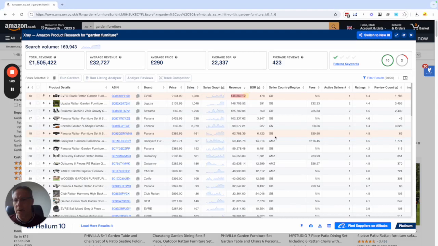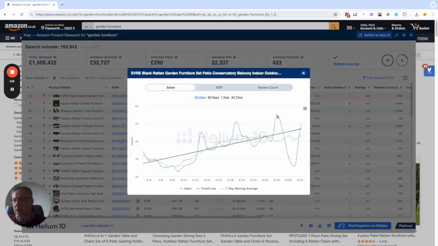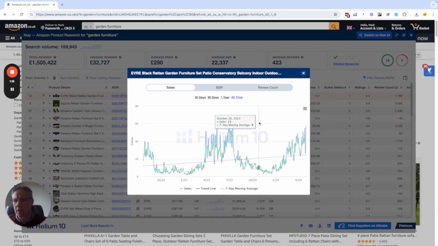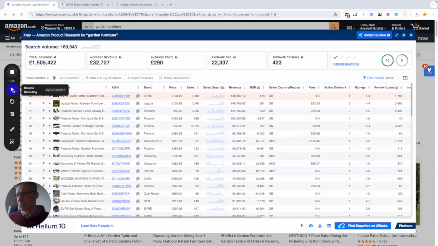So we can see here that these sales here were estimated for the last whatever period this is. We can't make assumptions about that, but what we can do is actually have a look at those graphs. Let's have a look at all time, and we can see clearly that this is a seasonal product. You can get that data from the chart. Let me just pause the video and show you.